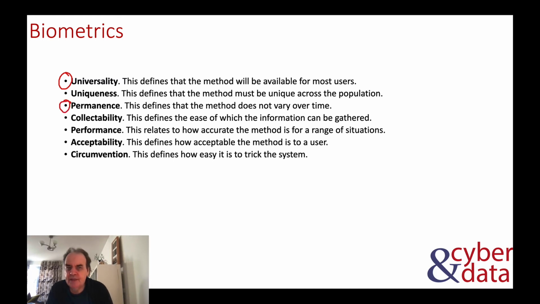Along with this, we need permanence, so that the feature that we take for biometrics does not vary too much over time. There's collectability, so how collectible is the biometric information. Performance, of course, in that we need to look at the accuracy of the biometric capture, the acceptance, whether a user might find a biometric method acceptable or not, and then there's obviously circumvention, and that relates to how easy it is for someone to trick the system.